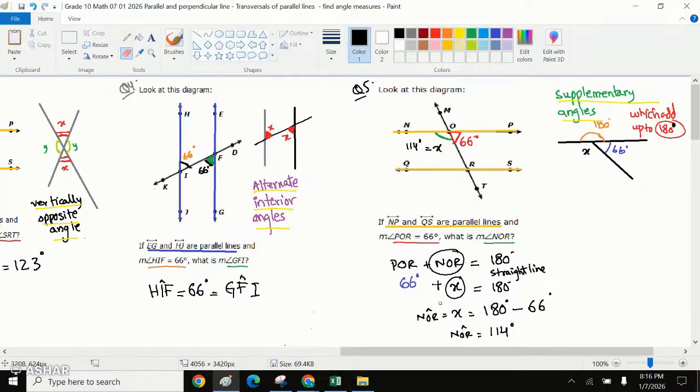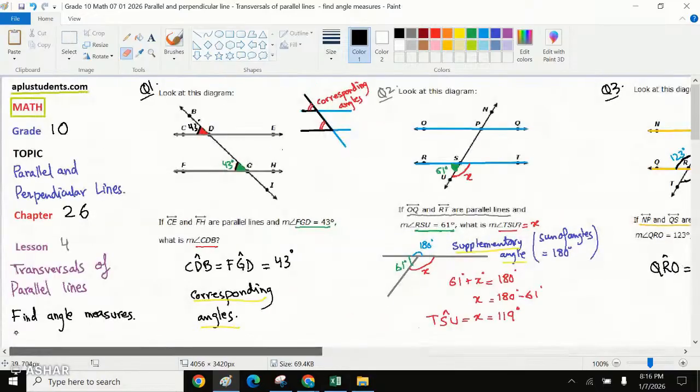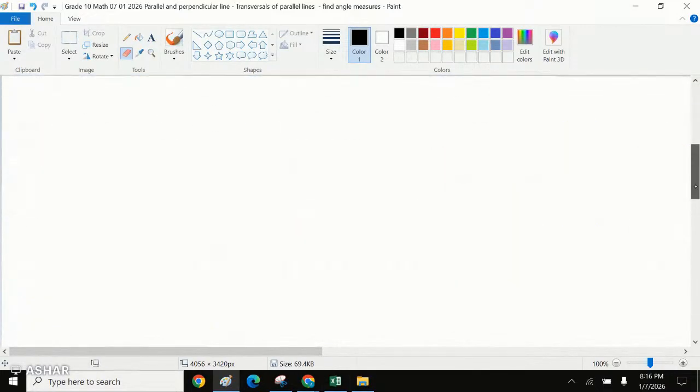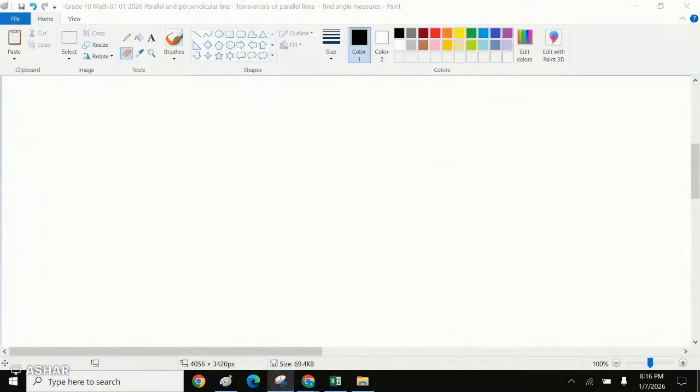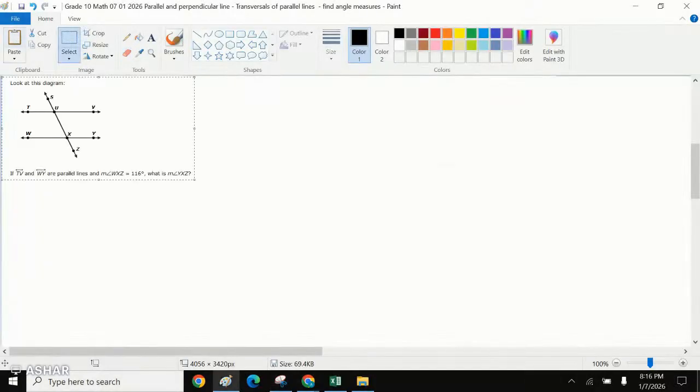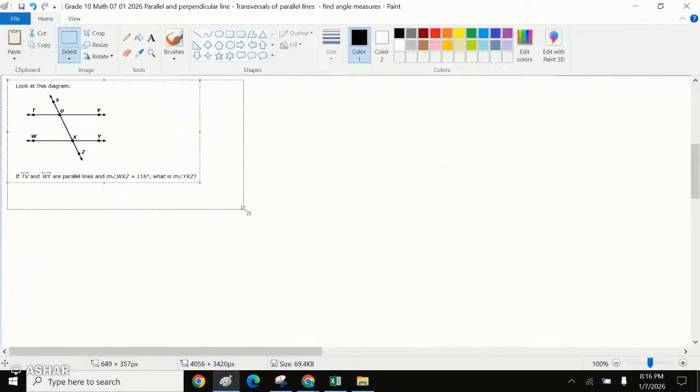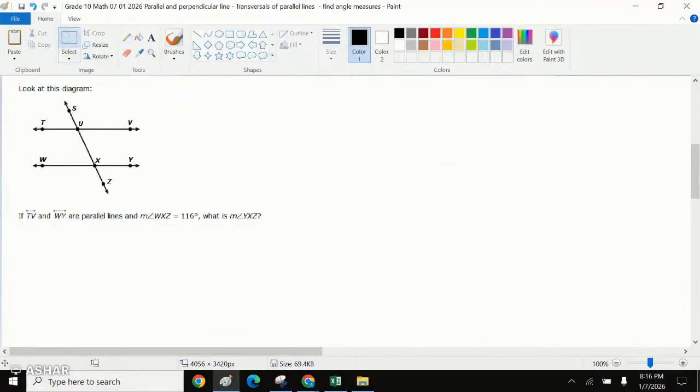Okay, good. Let's look at the next question we have. We have question number 6. Just a minute, please. Let me just copy the next question. It says, look at the diagram and the angles are given. Okay, so this is the question that is given to us. I'll just move it a little down at the bottom so that we have more space. This was question number 6.